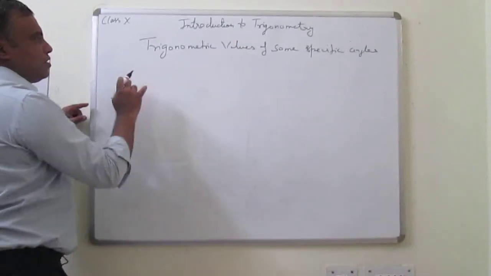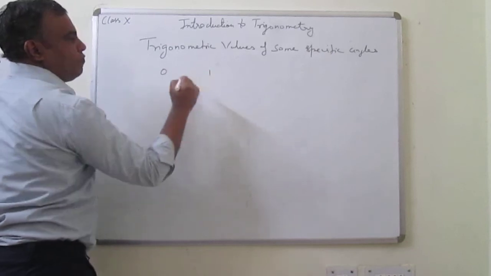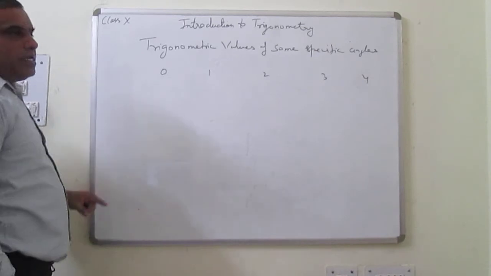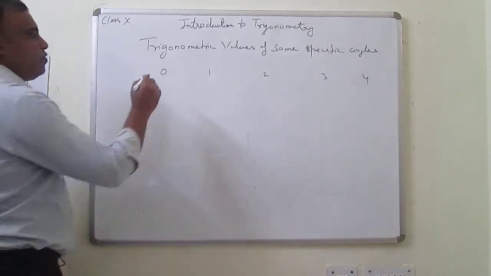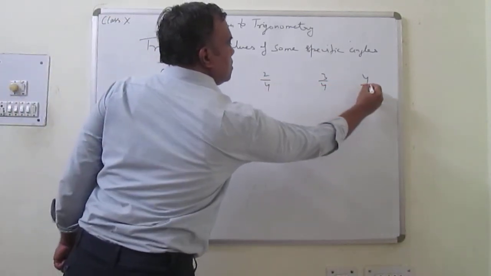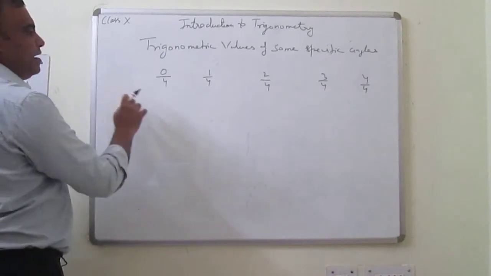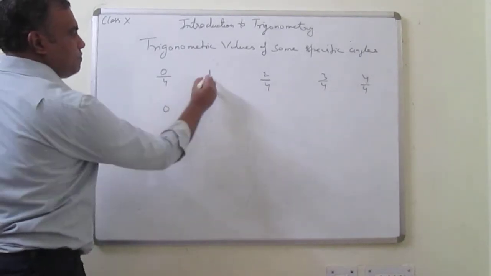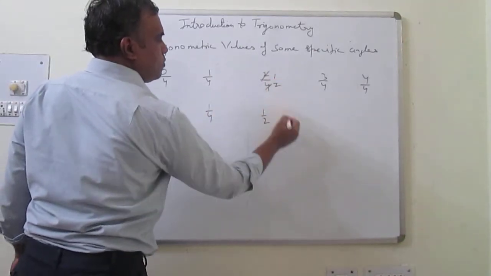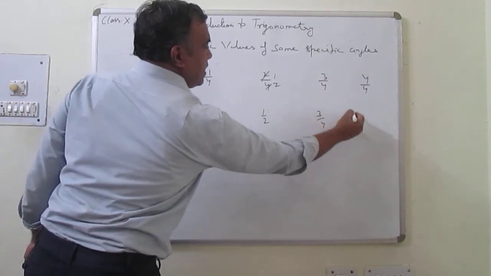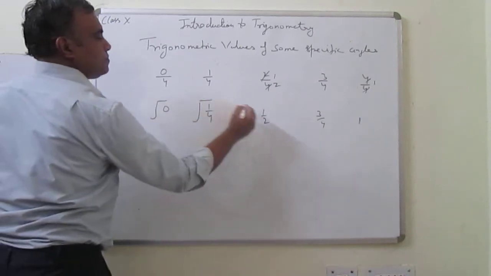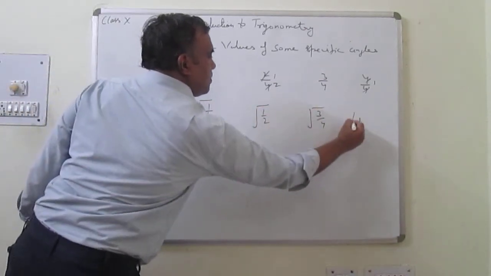Now first you write the counting of 0 to 4: 0, 1, 2, 3, 4. Now what is the maximum number in this? The maximum number is 4, so you divide all the numbers by 4. Now you simplify it. 0 upon 4 is 0, 1 upon 4 is 1 upon 4, 2 upon 4 is 1 upon 2, 3 upon 4 is 3 upon 4, and 4 upon 4 is 1. Now take the square root of all the numbers.